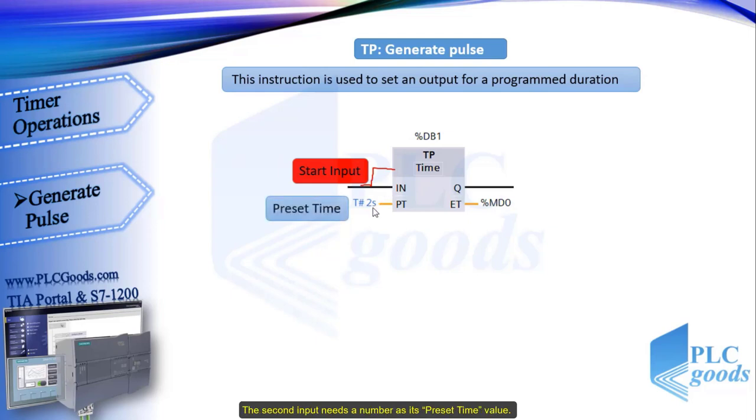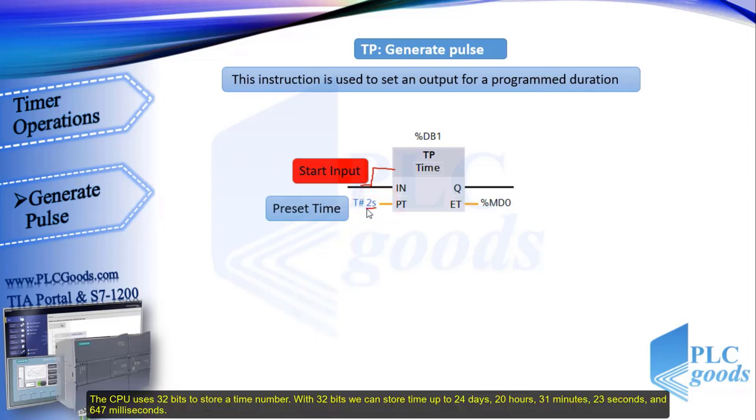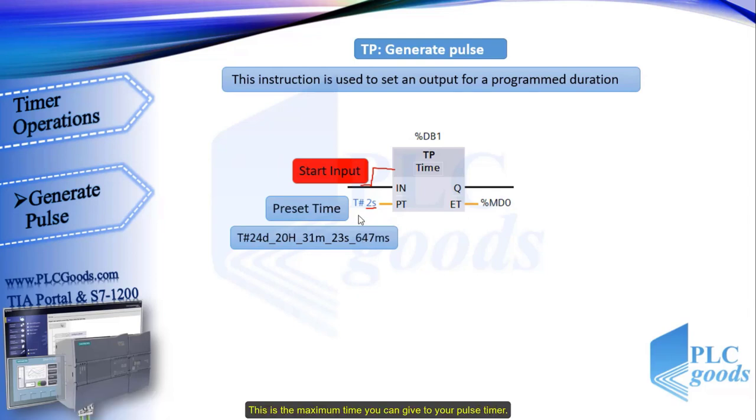The second input needs a number as its preset time value. The CPU uses 32 bits to store a time number. With 32 bits, we can store time up to 24 days, 20 hours, 31 minutes, 23 seconds, and 647 milliseconds. This is the maximum time you can give to your pulse timer. Setting a time is very easy. For example, it can be 2 days and 3 minutes and 6 milliseconds.